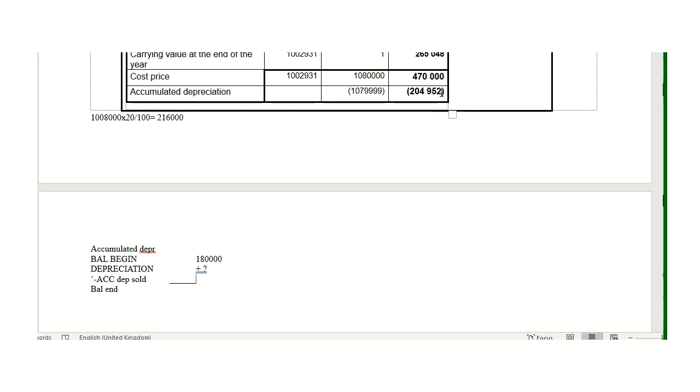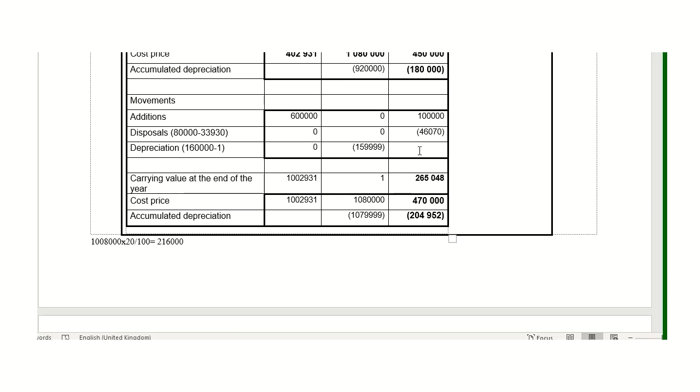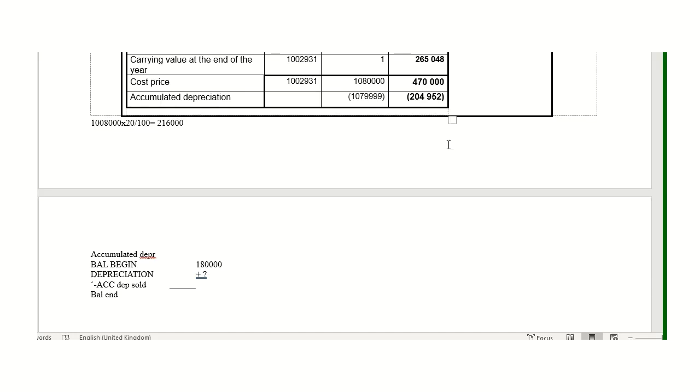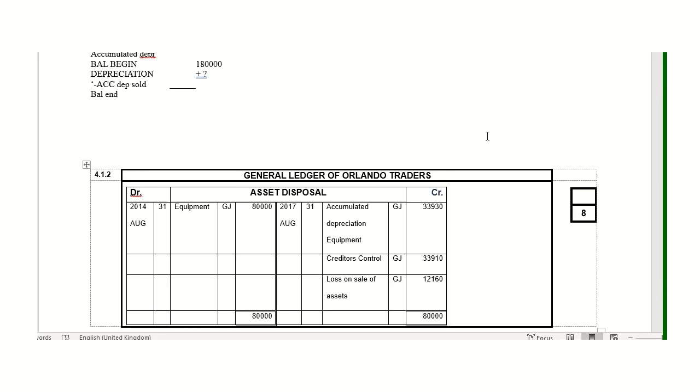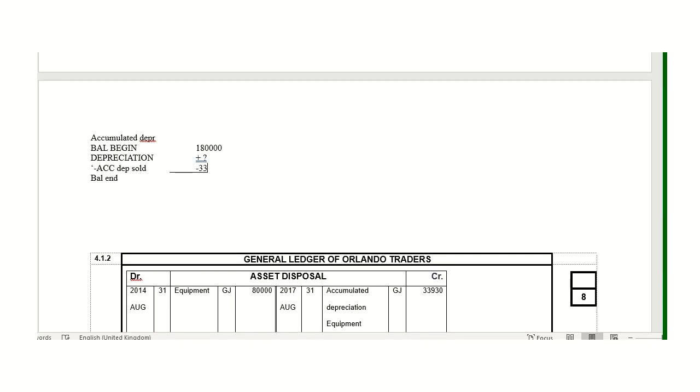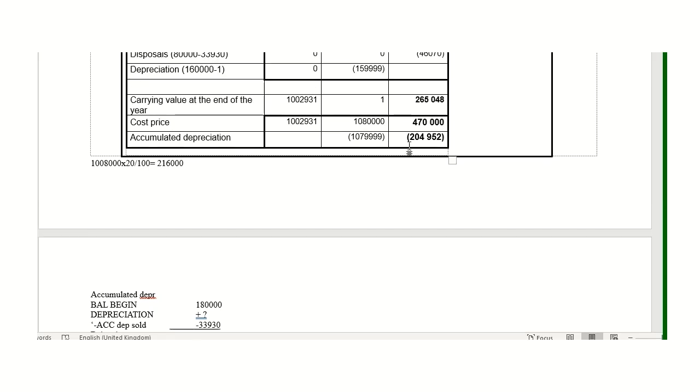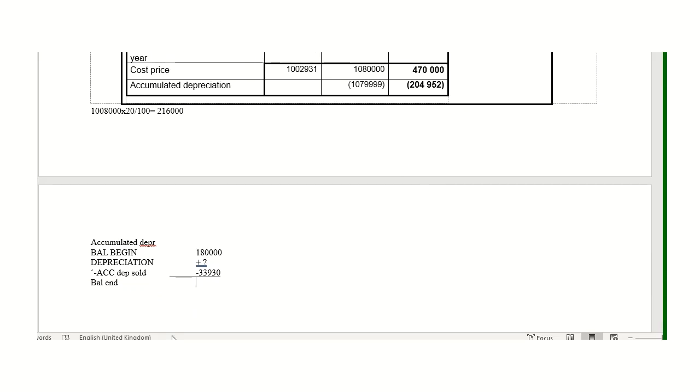Minus whatever the accumulated depreciation for the item sold is. Now, that I won't find on my note 3 because that is not the accumulated, that is the carrying value. So my accumulated for the item sold is on my asset disposal. It was 33,930 rand. So I must deduct 33,930 rand. And that will give me the balance at the end. Now that I've also got, it's 204,952. It's given on the question, on the answer sheet, so I can put it in.